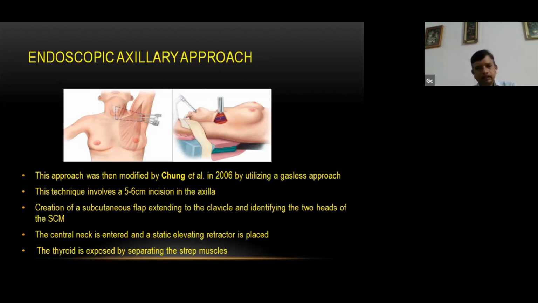So that retractor he put up to the neck, going in between the two heads of the sternocleidomastoid muscle. So from the axilla, going in between the two heads, lifting the sternocleidomastoid muscle also, and then reaching into the neck. And he performed the maximum number of endoscopic, robotic, whatever you can say, the highest number of surgeries in the world.